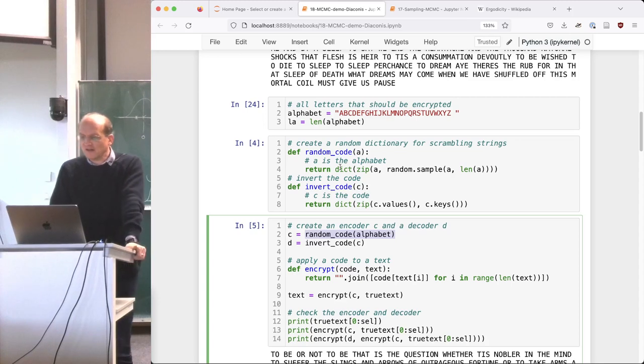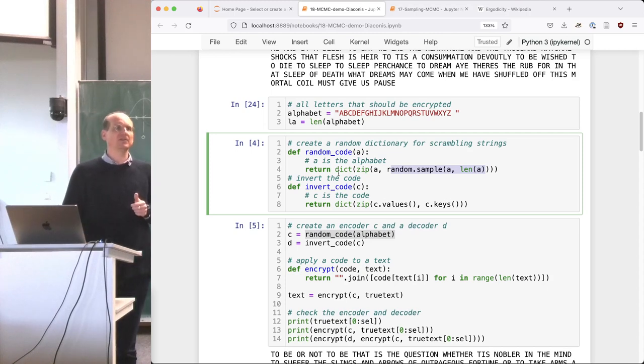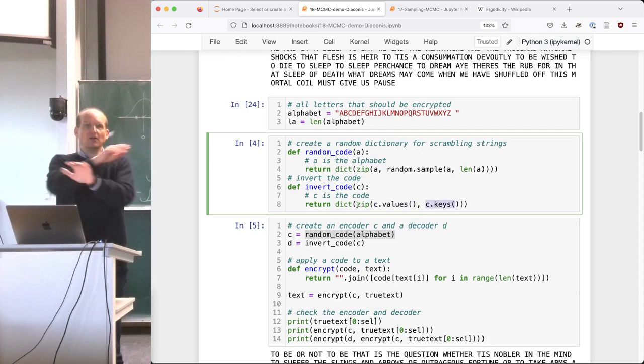So that's how it's defined. I take my alphabet and a random permutation of my alphabet and zip these two lists together, and then I create a dictionary from the zipped lists. So that's nice Python code. And to invert it, I take the values and the keys of the dictionary that gets in, I change the order, I zip them, and I get a dictionary.